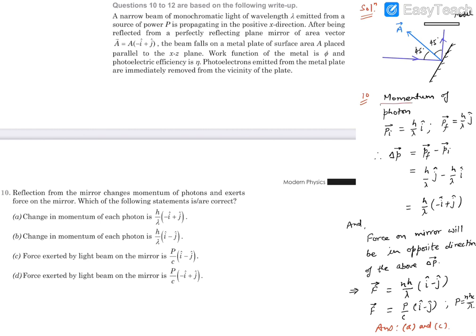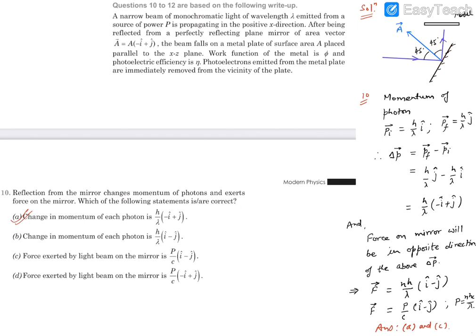Now we know the momentum of a photon is given as h by lambda. Initial momentum is going to be in the i cap direction, final momentum is going to be in the j cap direction, so the change in momentum of the photon is final momentum minus initial, as a vector. It turns out to be h by lambda times minus i cap plus j cap. Among the options, minus i cap plus j cap is going to be the right response. That is option A.